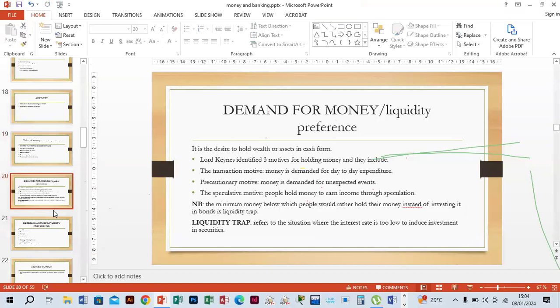So the next topic we are going to look at is demand for money, or we could call it liquidity preference. By this, I mean the desire to hold wealth or assets in cash form. With demand for money, people have the urge to have money in cash form or near cash form other than investing it.